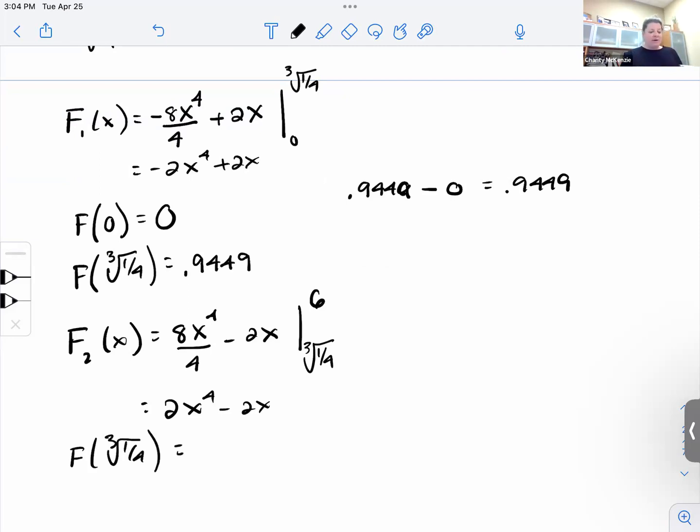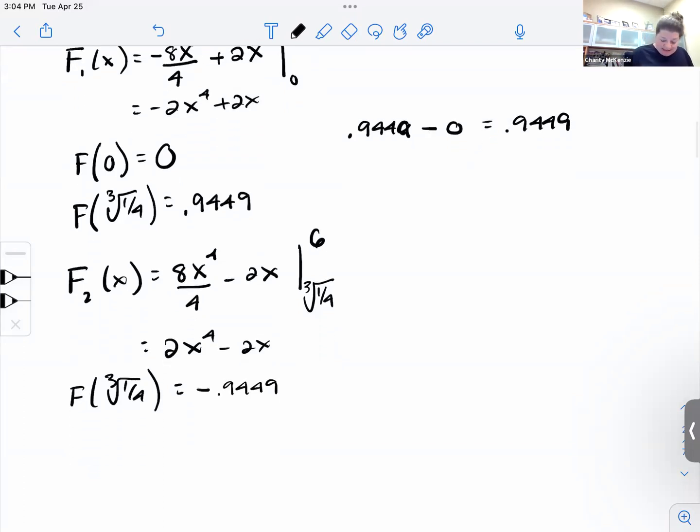Okay, so in my calculator, I'm going to hit second-hand function, and I want to type all that in again, and I'm going to switch my signs because these were just opposite signs of each other, and delete this. So I now have 2 times that third root of 1/4 to the fourth minus 2 times the third root of 1/4. So I get a negative 0.9449, which makes sense because one's the opposite sign of the other. Okay, so we're at that.